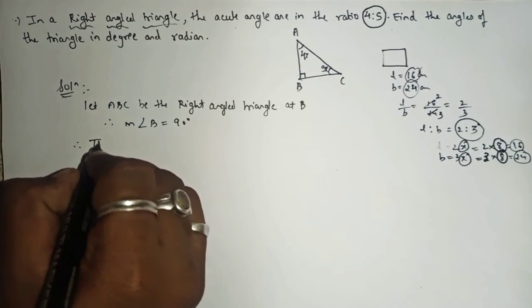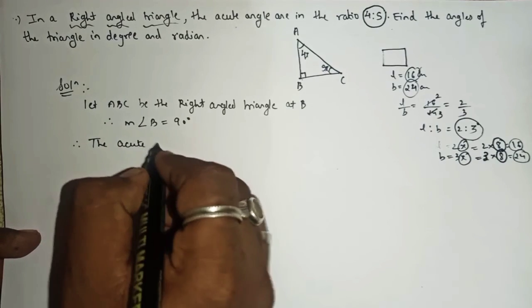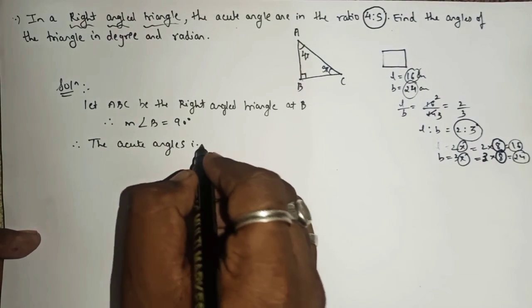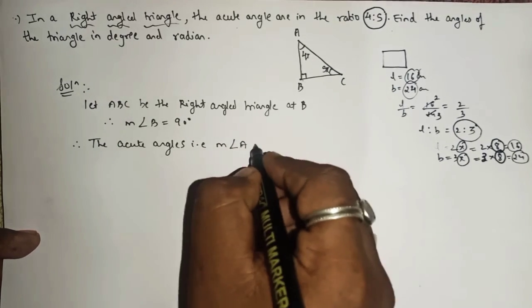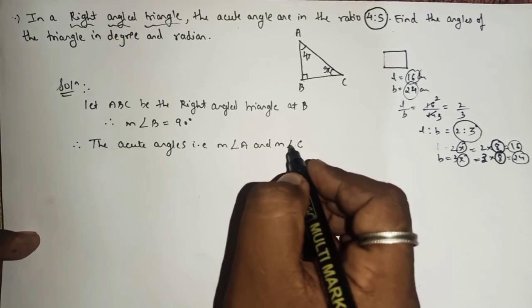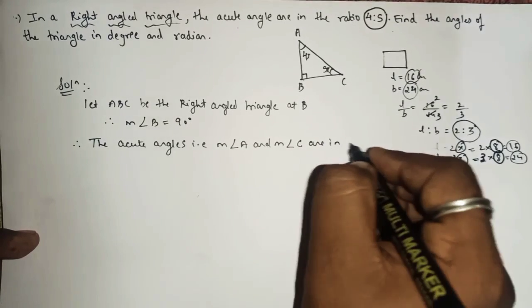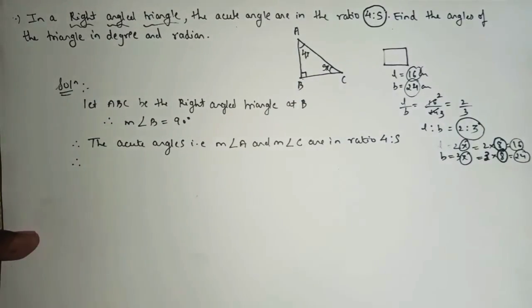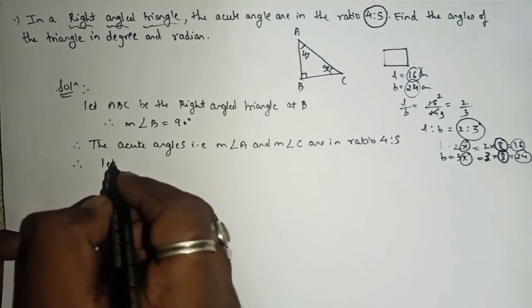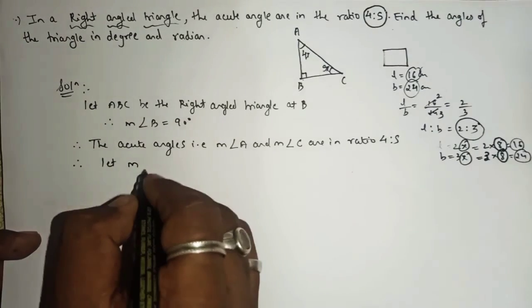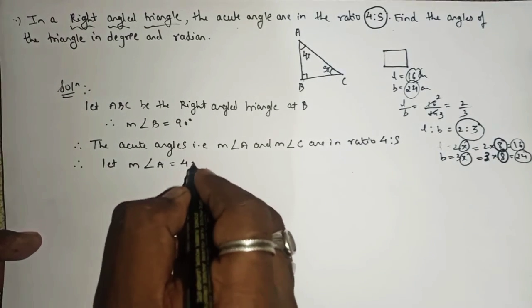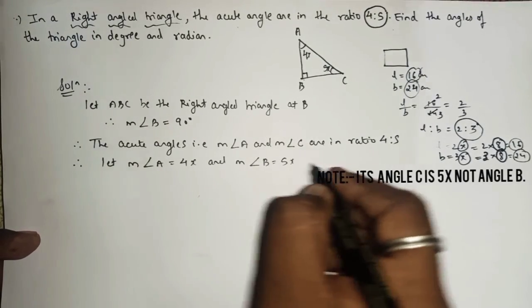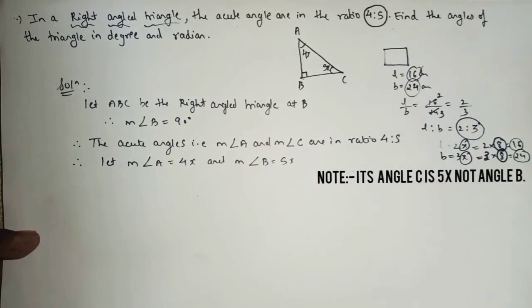So therefore the acute angles, that is the measure of angle A and the measure of angle C, are in the ratio 4:5. So let the common multiple be x. So the measure of angle A will be 4x, and the measure of angle C will be 5x. Here you can write, let the common multiple be x, if you want.